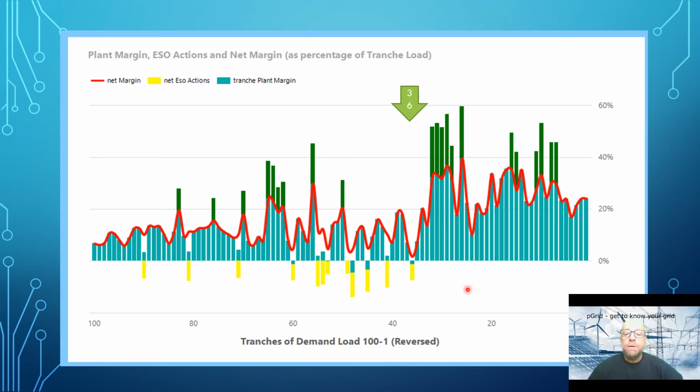And the opposite of that is where the net margin is very low, we go to storage and say, can you help us out and can you deliver some energy back to us? And that's these yellow periods. And in tranche 36, we saw that there was a storage call.